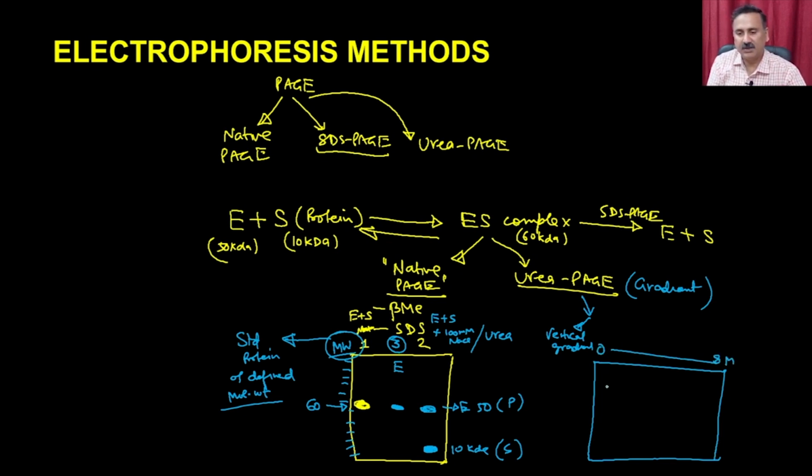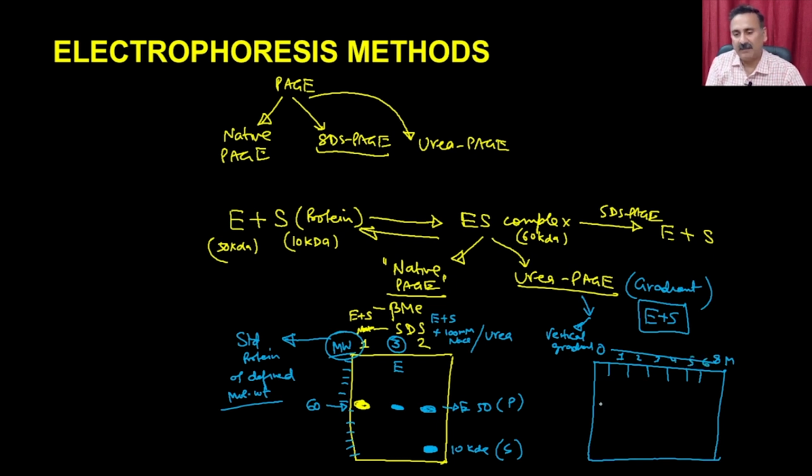Okay, so this lane is 0. So what you're going to do is make the enzyme substrate complex, and then load that into the different lanes. Suppose you are going to have lanes. So this is 1 molar, 2 molar, 3 molar, 4 molar, 5 molar, 6, 7, 8, like that.